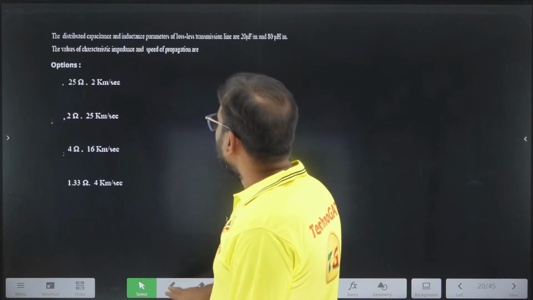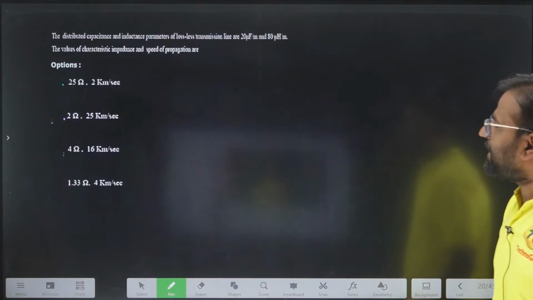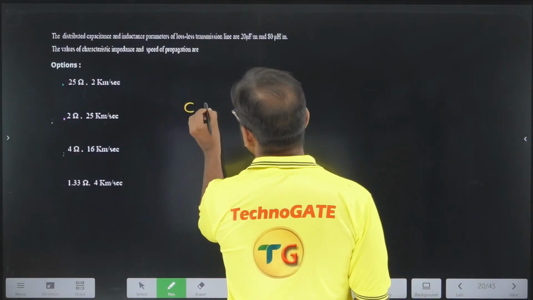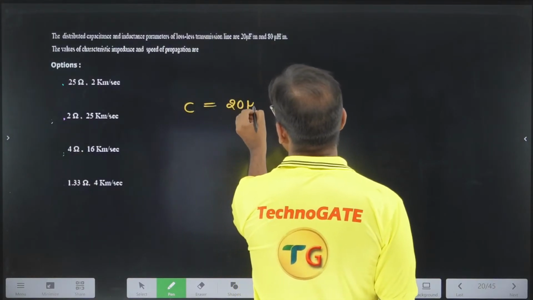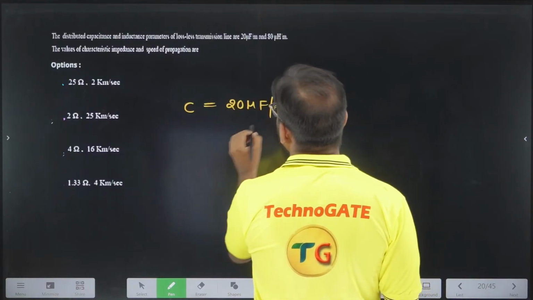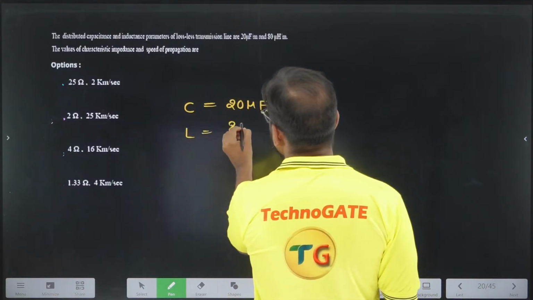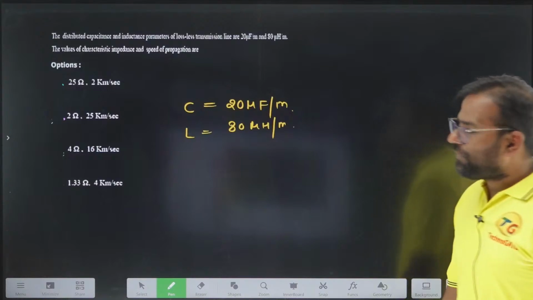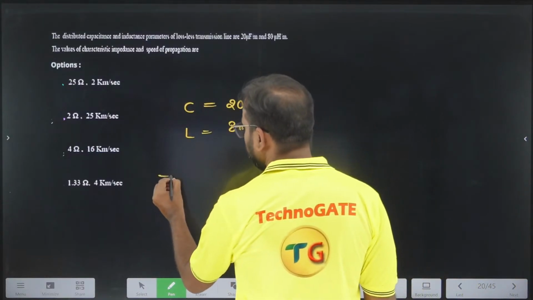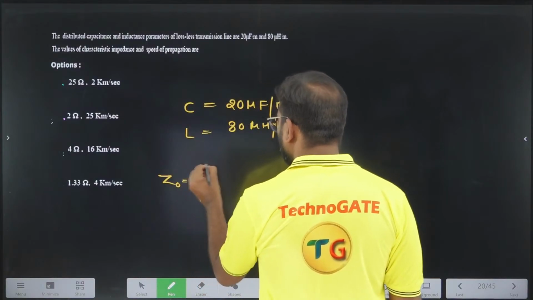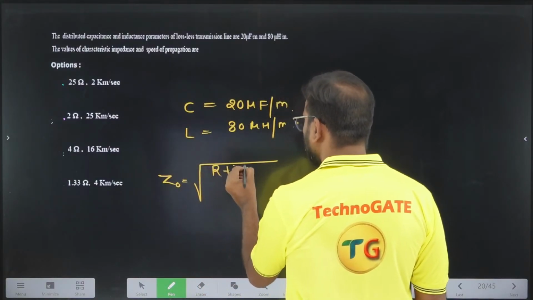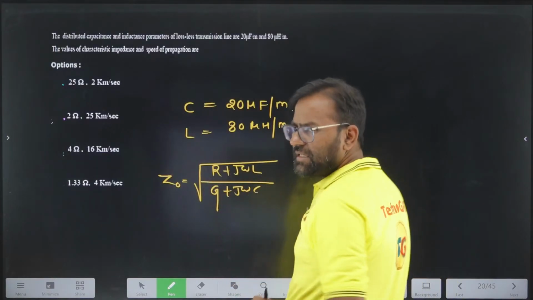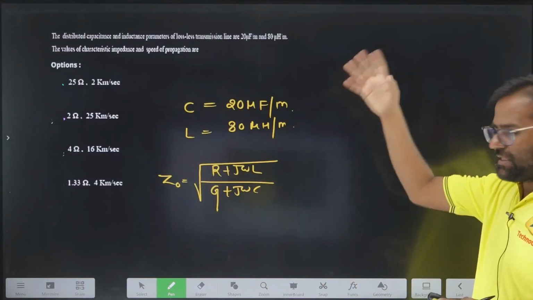In a distributed network, the capacitance and inductance parameters of a lossless transmission line are given as C equal to 20 microfarad per meter and L equal to 80 microhenry per meter. These are the two data given. What is the value of the intrinsic impedance? Z0 equals the square root of (R plus jωL) over (G plus jωC), where G is the leakage conductance and C is the capacitance.